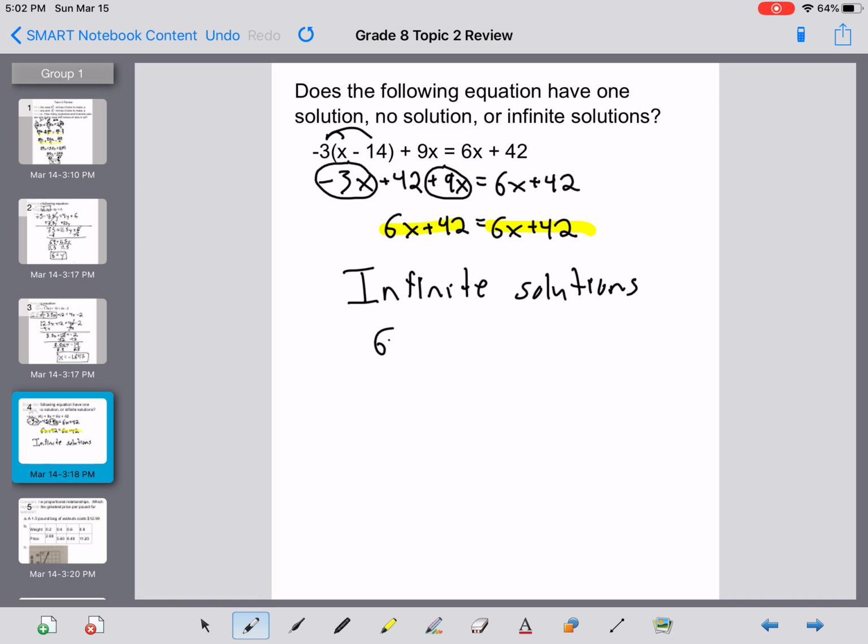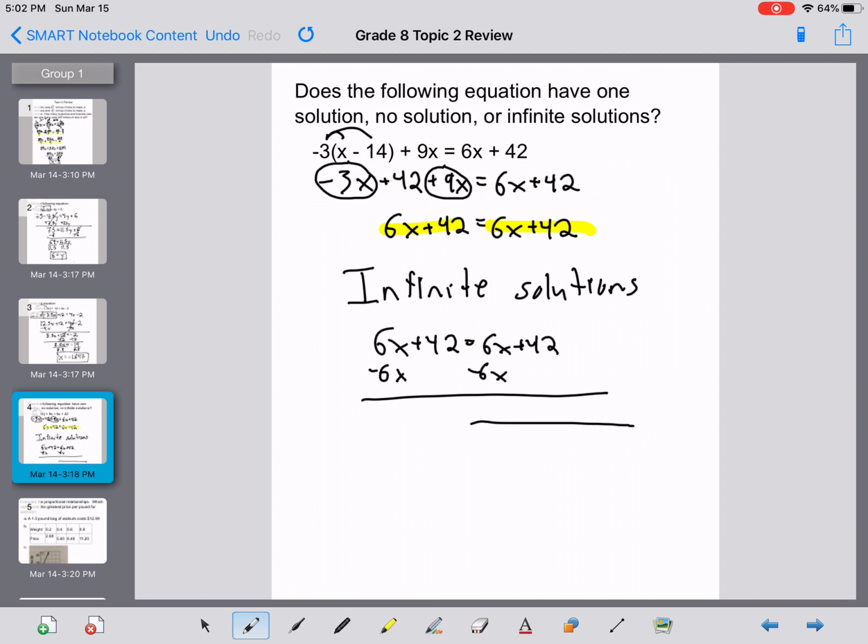If I were to continue to solve it, 6x plus 42 equals 6x plus 42, I would subtract 6x from each side. And when I subtract 6x from each side, 6x minus 6x cancels out. And I'm left with 42 equals 42. And since they are equal, I have infinite solutions.